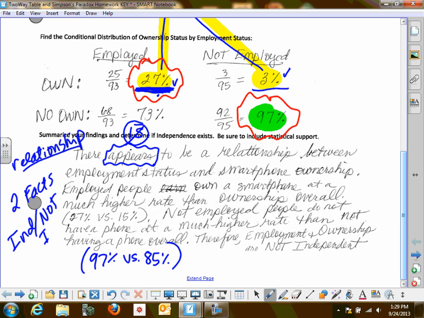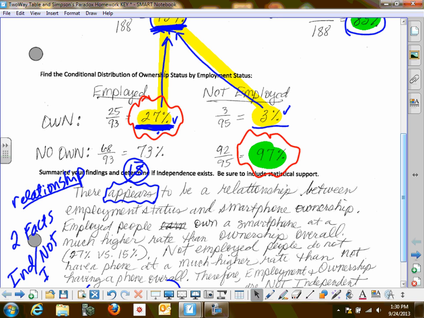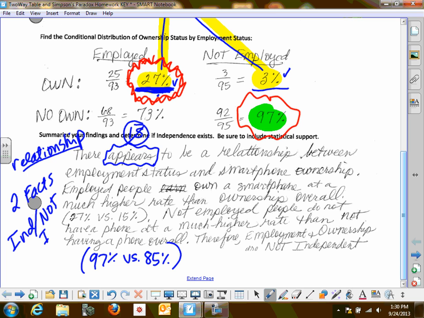And in statistics, it's virtually impossible to quote-unquote prove something because that would mean you had every piece of data everywhere. So we can just see from our data that there appears to be a relationship between employment status and smartphone. Alright, so then I give 2 facts. My facts I chose, I circled in red. This one here, which we already said: if you are employed, then you have a higher rate of owning a phone than owning a phone overall. And look, I stated the number: 27% versus 15%. So I put a specific number in there.